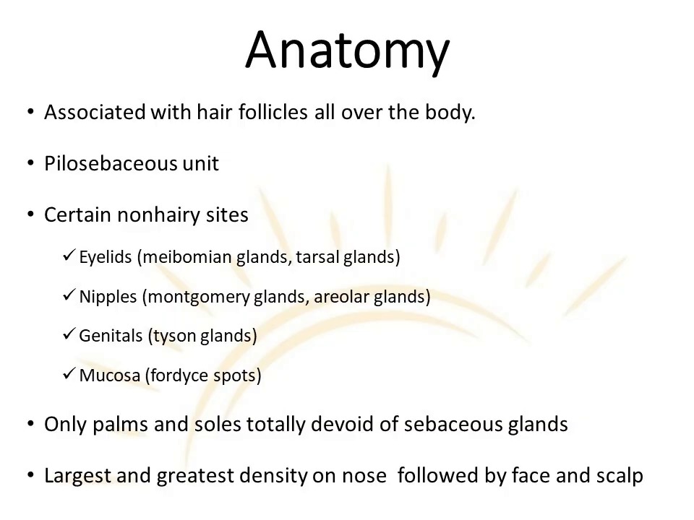Fordyce spots open and release their content directly to the epithelial surface. Only the palms and soles, which have no hair follicles, are totally devoid of sebaceous glands. The largest glands and greatest density of glands are located on the nose, followed by the face and scalp.